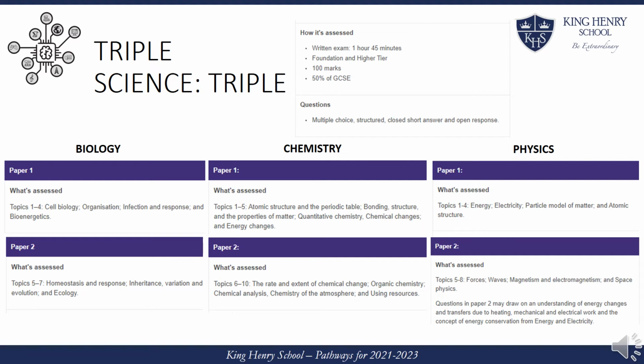Now, when you are studying triple science, it's exactly the same as combined science. Most of the units are very, very similar. You just have a little bit extra that's added on to a lot of the units. And with the physics, you have one extra unit that they don't have in combined, and that's space physics.